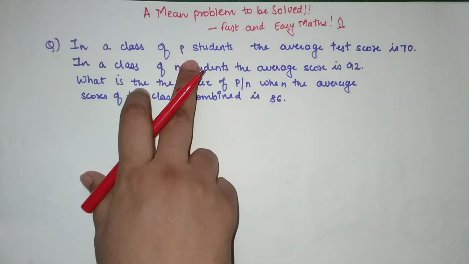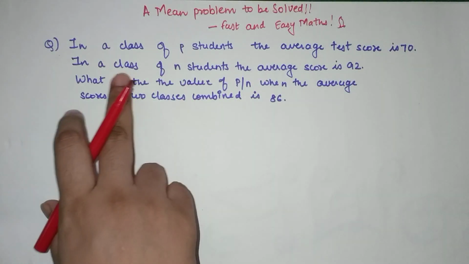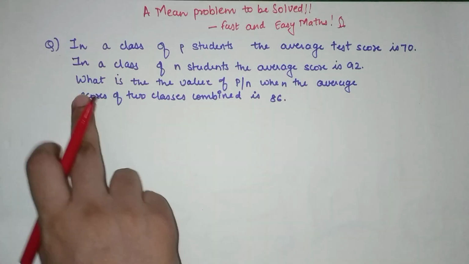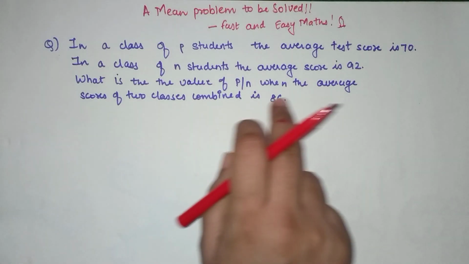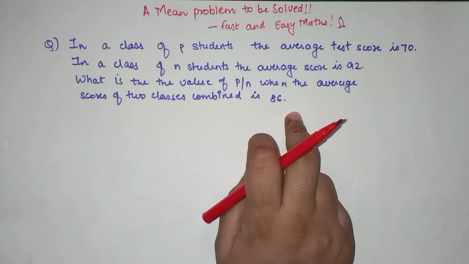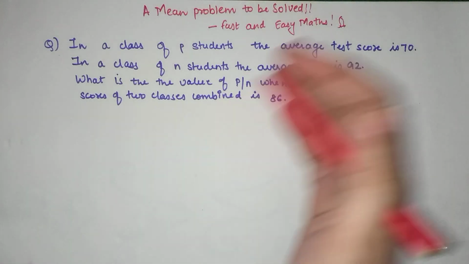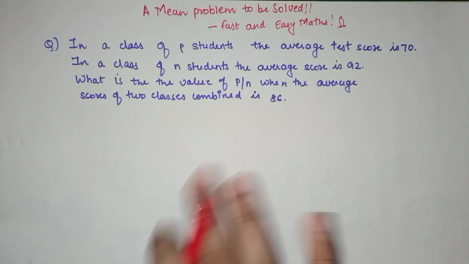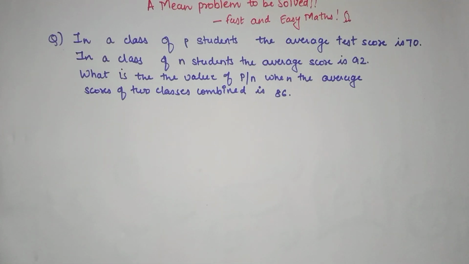In a class of P students, the average test score is 70. In a class of N students, the average score is 92. What is the value of P upon N when the average score of the two classes combined is 86? Students, this question is really not that difficult if you actually start writing down whatever the information is given to you. So let's begin.